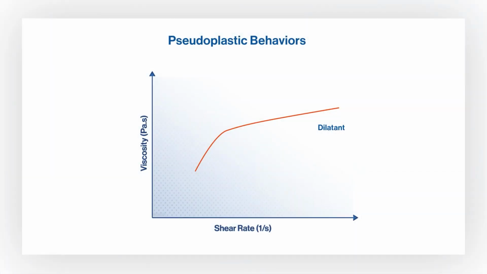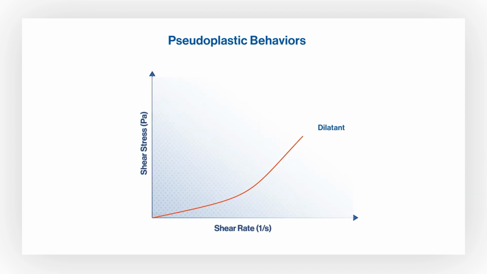The opposite of pseudoplastic is dilatant. Here we see viscosity increasing with an increase in shear rate. In this case, as the shear rate increases, the shear stress rises disproportionately.